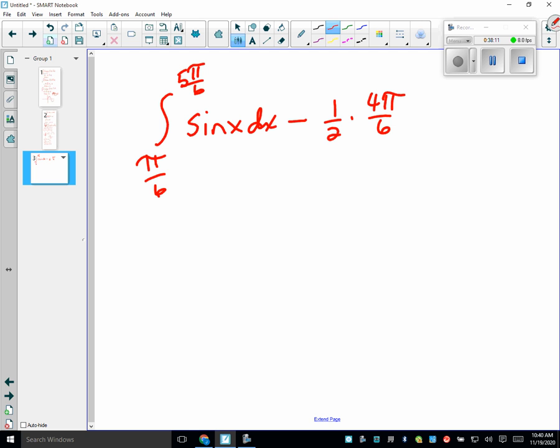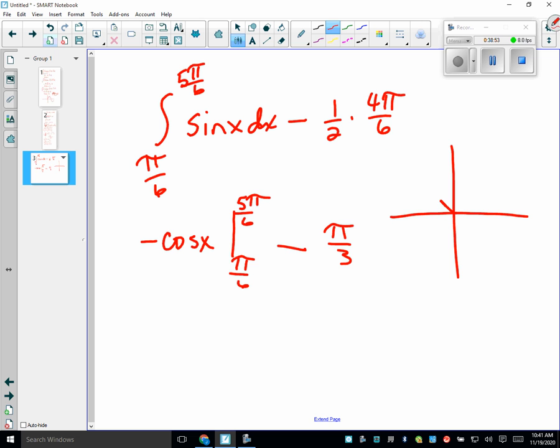Now, what is the antiderivative of sine? Negative cosine of x from pi over 6 to 5 pi over 6, minus pi over 3. Do you understand why I'm taking off the rectangle? Yeah. Okay, what is cosine of 5 pi over 6? It's negative radical 3 over 2.